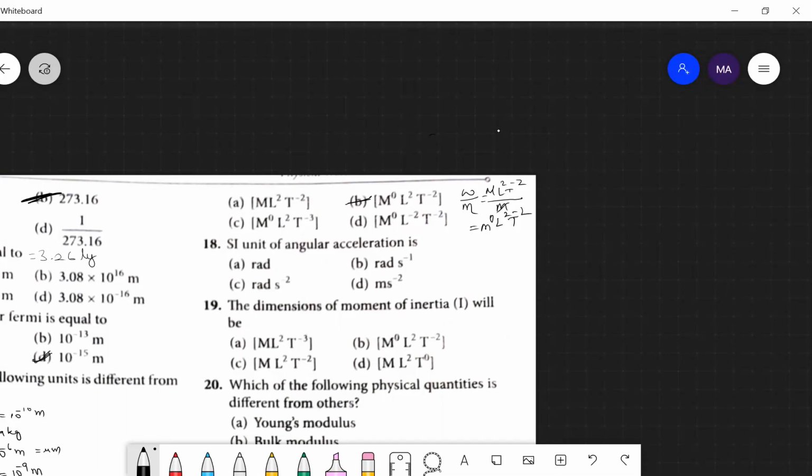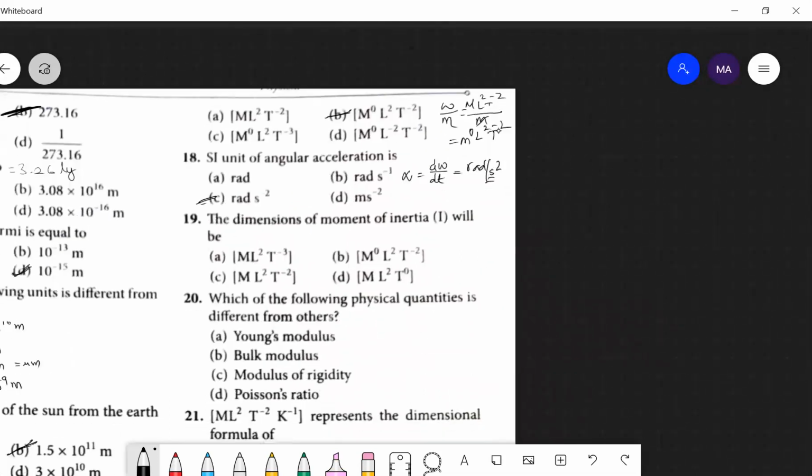Next one. SI unit of angular acceleration is represented by alpha. Alpha is equal to d omega by dt. So the unit will be radians per second square. It means radian second inverse square must be the SI unit of the angular acceleration.